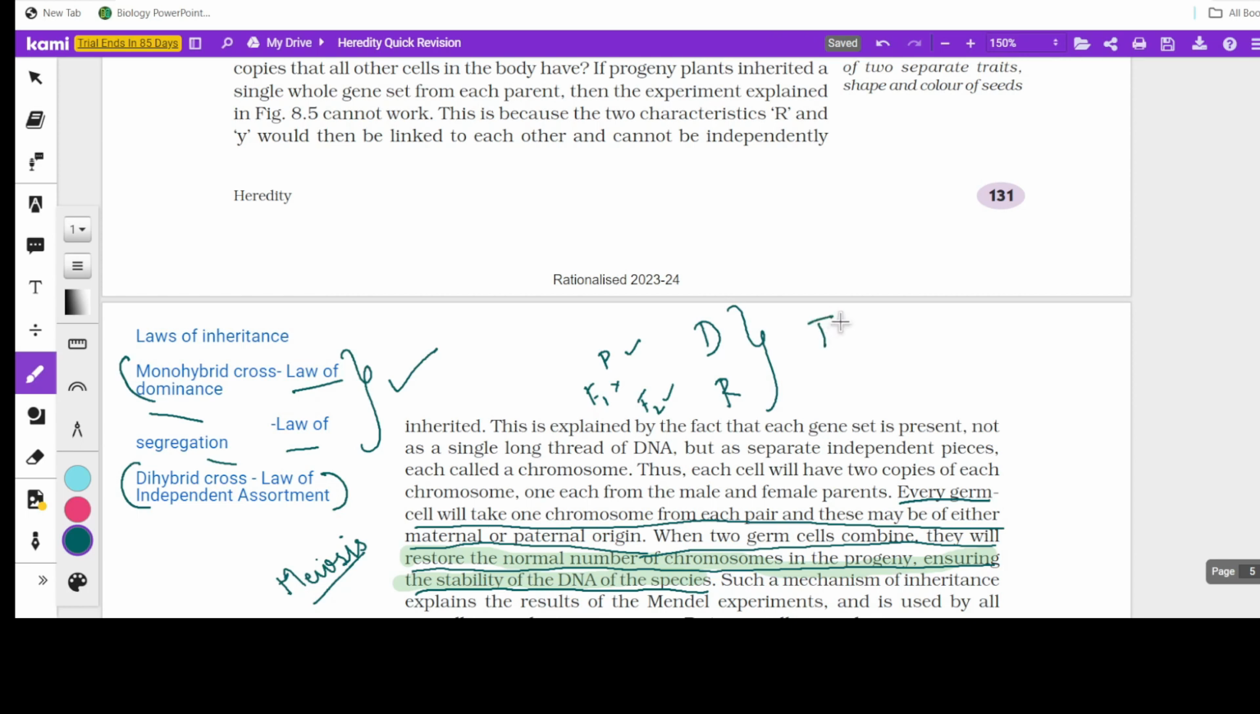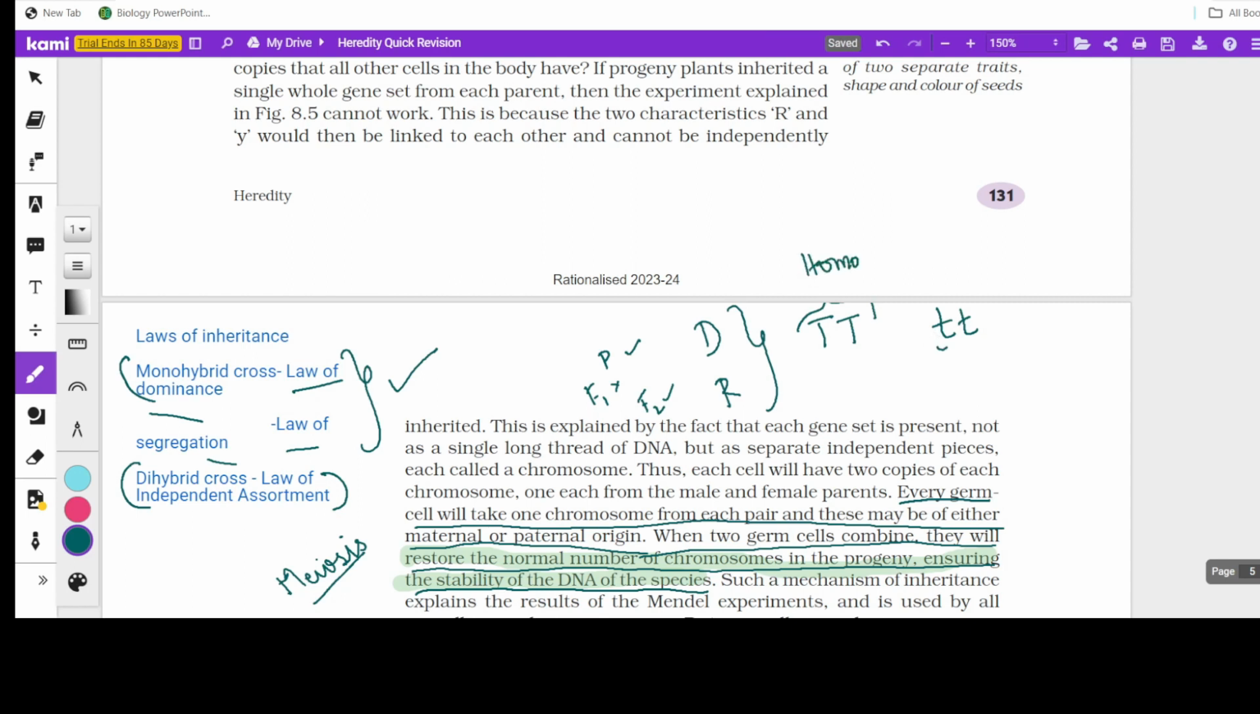The terms homozygous and heterozygous are important. If you are considering tallness and darkness, these are the two alleles which we take here. If both the letters, both the alphabets, are uppercase or capital, then we call it homozygous.